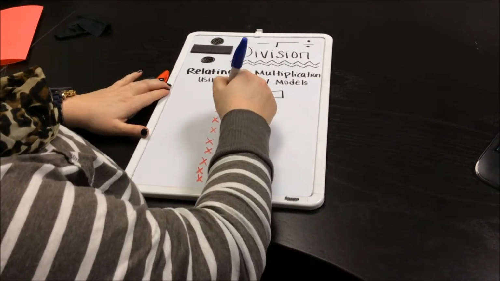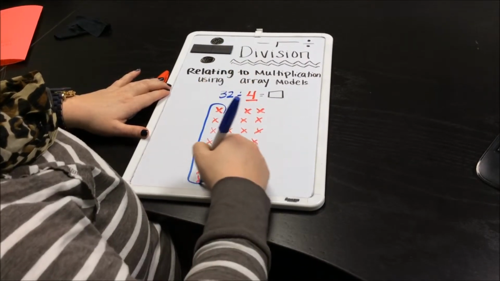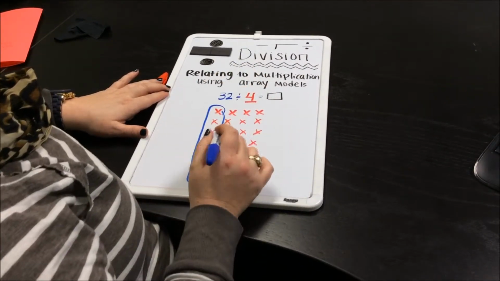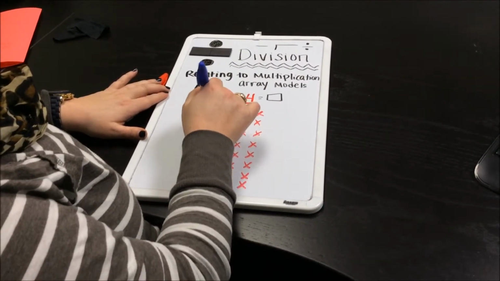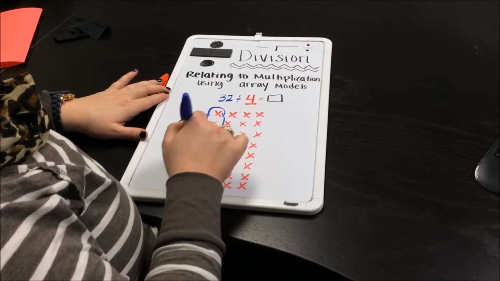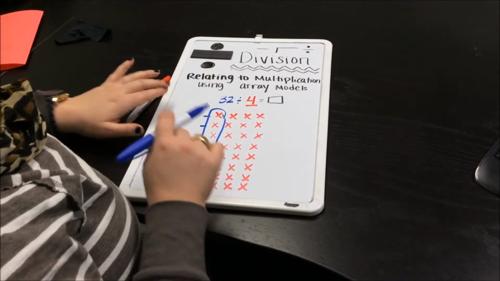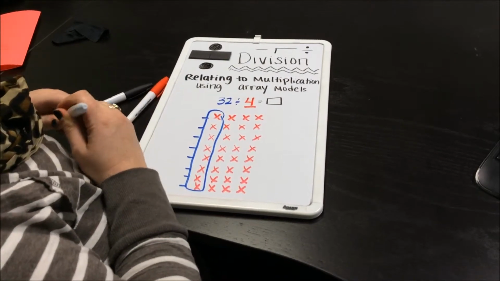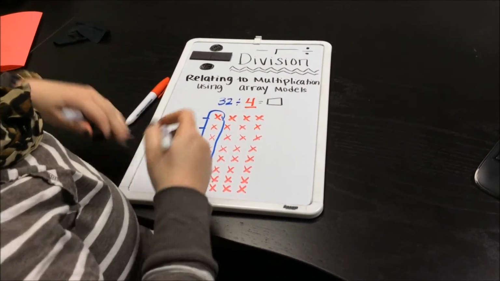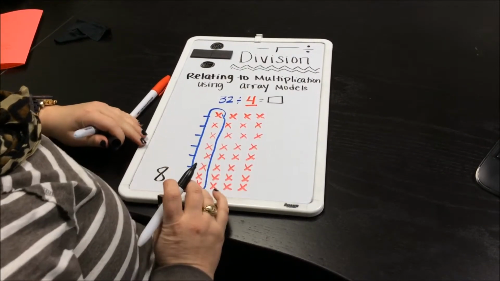So I want to see how many rows did I end up making. And that's 1, 2, 3, 4, 5, 6, 7, and 8. And 8 is our quotient. That's how we know what our quotient is.